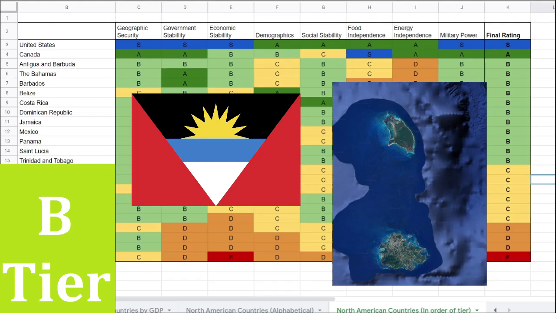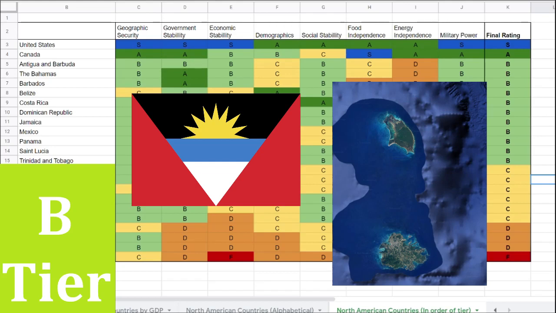Okay, government stability. It's B tier. And actually, it's a former British colony. So really it should be A tier, but there are some human rights concerns in the nation. For example, homosexuality is criminalized. So, it could be A tier. It's getting there. It just doesn't have the same stability as a former British colony like Canada.